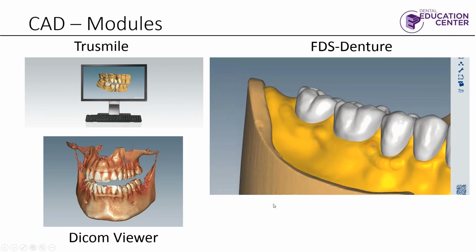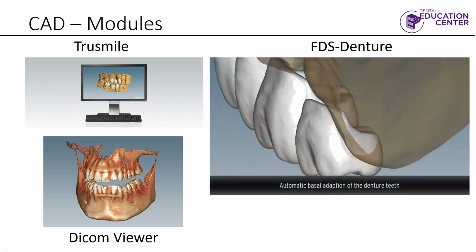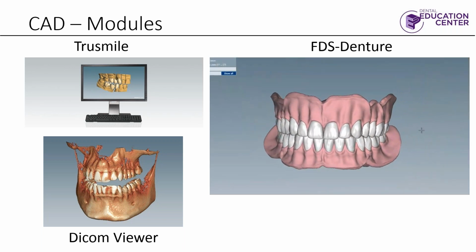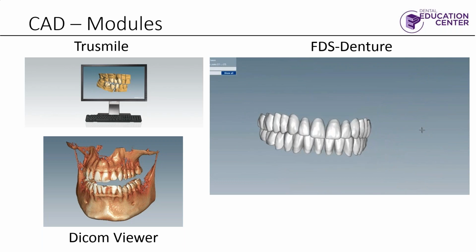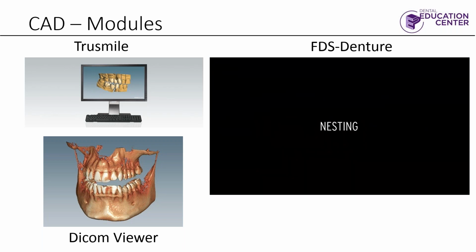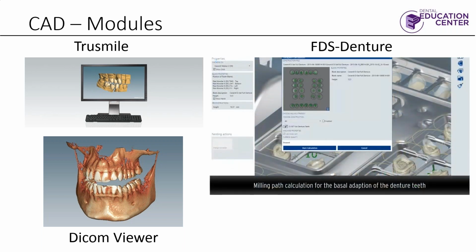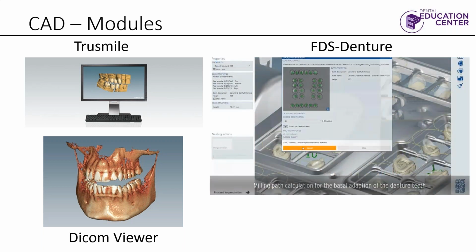There you go. Do some fine tuning. You have a denture. Now, how you process it, there's about 10 different ways. Right now you can mill the teeth. This video is going to be showing you how to mill the teeth.